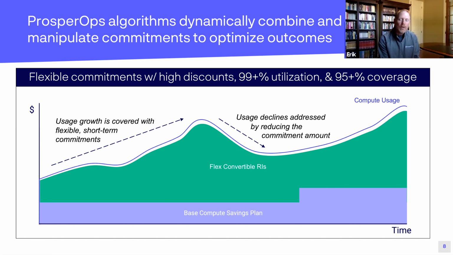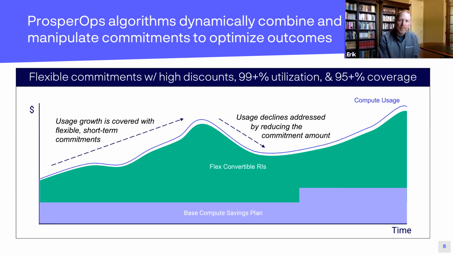In our model, we like to blend two different types of Amazon discount instruments together. We've analyzed them all. We've had a lot of experience with different approaches. The one that leads to the greatest savings outcomes is a combination of compute savings plans and convertible reserved instances. And these are two different instruments that we automatically blend together. We do that into two layers of your commitment.